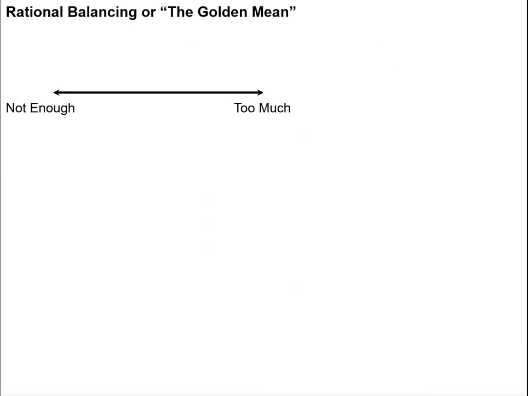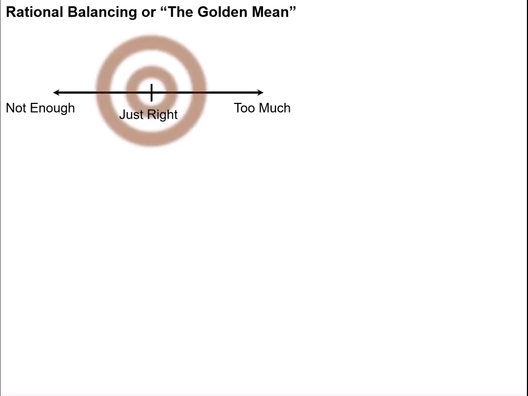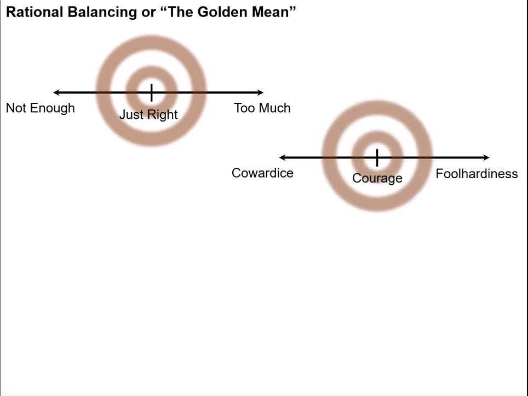So we use a process called rational balancing, or the golden mean, to do this. You can also think of this as a Goldilocks method. And if you remember the story of Goldilocks, she only wanted things that were just right, in the middle between not enough and too much. And we encounter things like this lots of times in our lives. For example, between cowardice and foolhardiness lies courage. It's in between those two extremes.